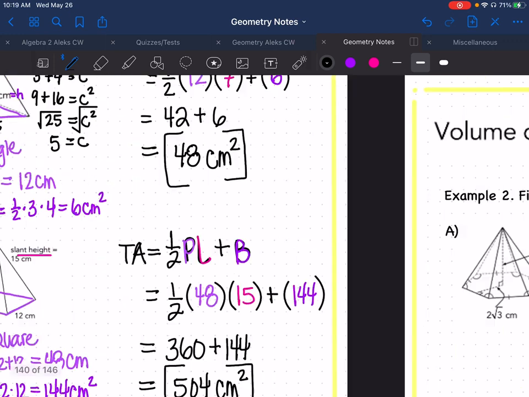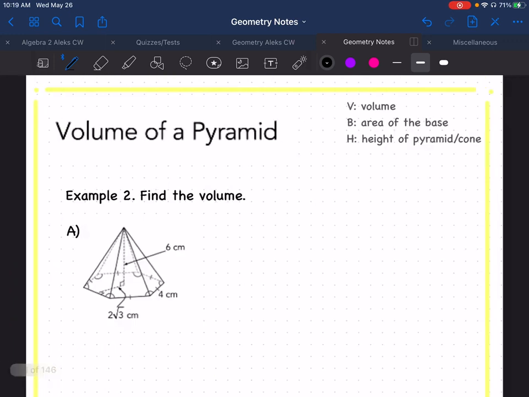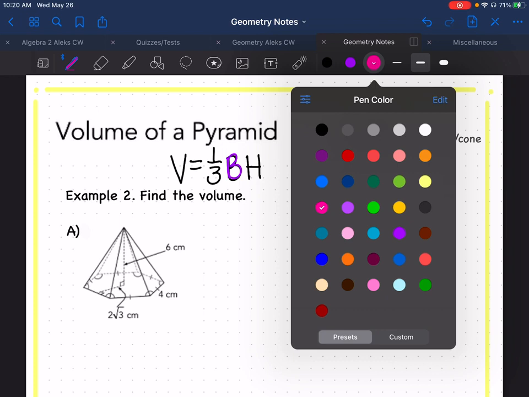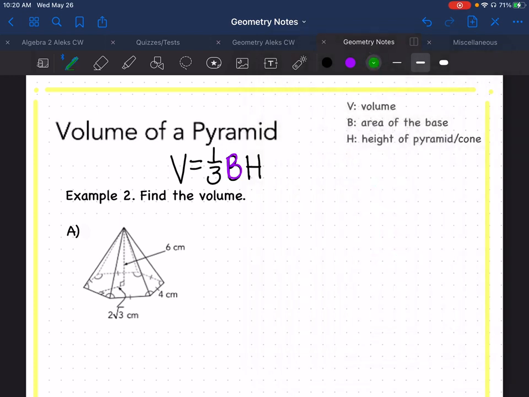All right, next is volume. The volume of a pyramid or a cone has this formula, 1/3 B times capital H. Now, the B, once again, stands for the area of the base, but this H, ooh, I have to pick a different color. Which one should I pick? How about green? This H is the height of my pyramid or my cone. This is not the slant height. This is the height from the vertex down to the middle of the base.